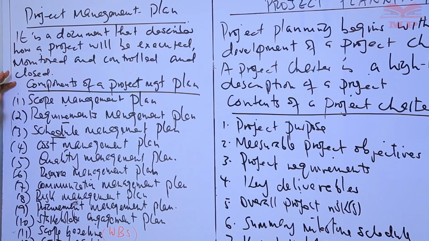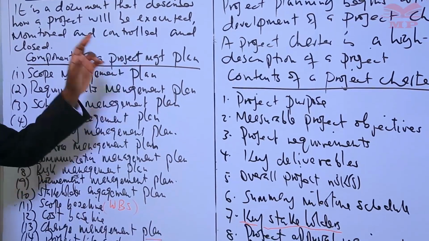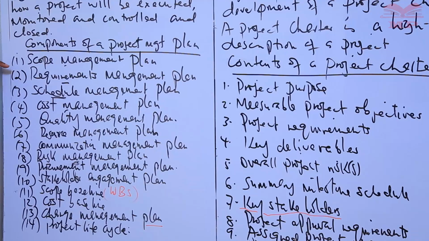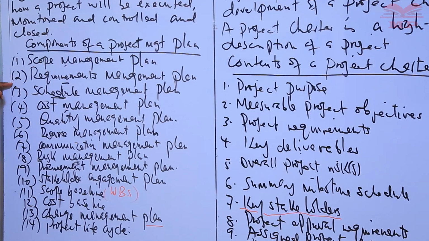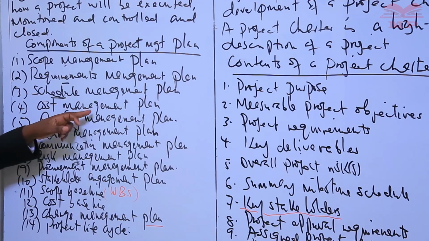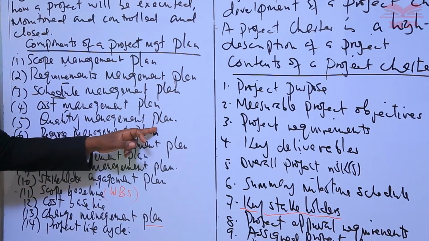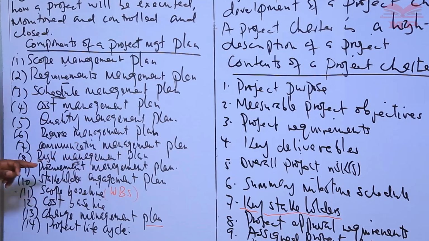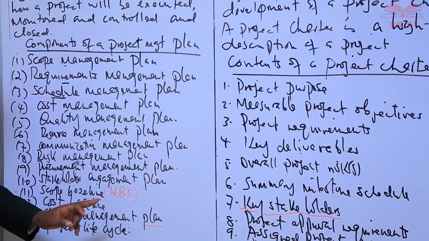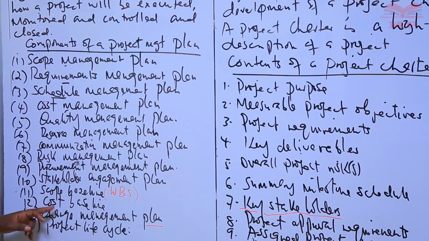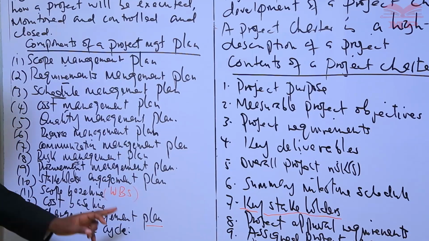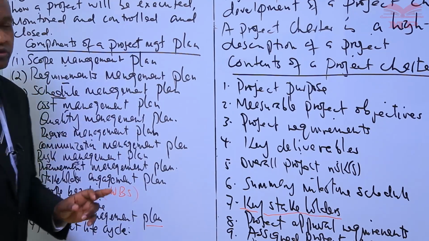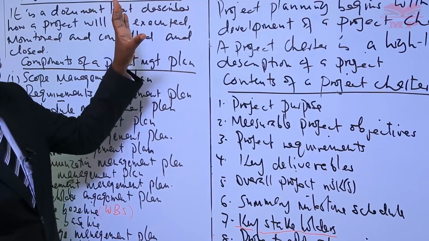We've described 14 components of a project management plan. The first one being the scope management plan, number two, the requirements management plan, number three, schedule management plan, number four, cost management plan, five, quality management plan, six, resource management plan, seven, communication management plan, eight, risk management plan, nine, procurement management plan, 10, stakeholder engagement plan, 11, scope baseline, 12, cost baseline, 13, change management plan, and 14, the project life cycle.